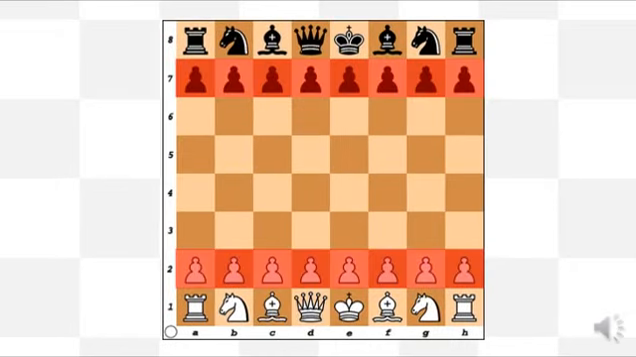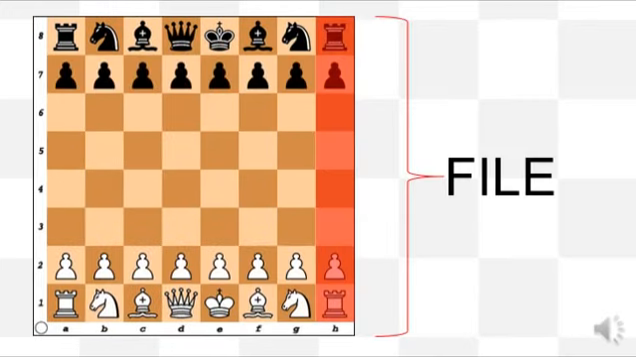Don't worry, we didn't forget about the pawns, but they don't have a letter that symbolizes them in algebraic notation. Instead, pawns are referred to by their file, which as you remember are the columns that make up the chessboard.